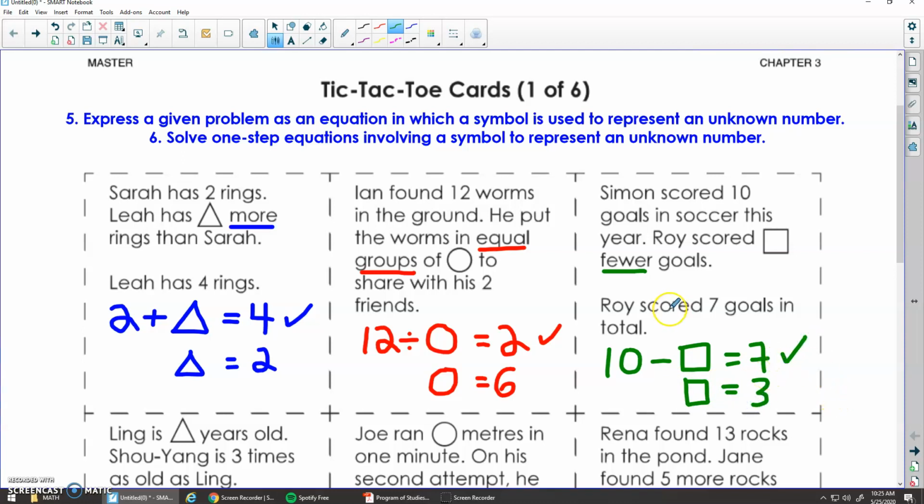All right, that's a very quick tutorial on how to write equations using the word problem. I'm going to give you 2 pages of this. Please ask me questions in a meet if you're not sure.